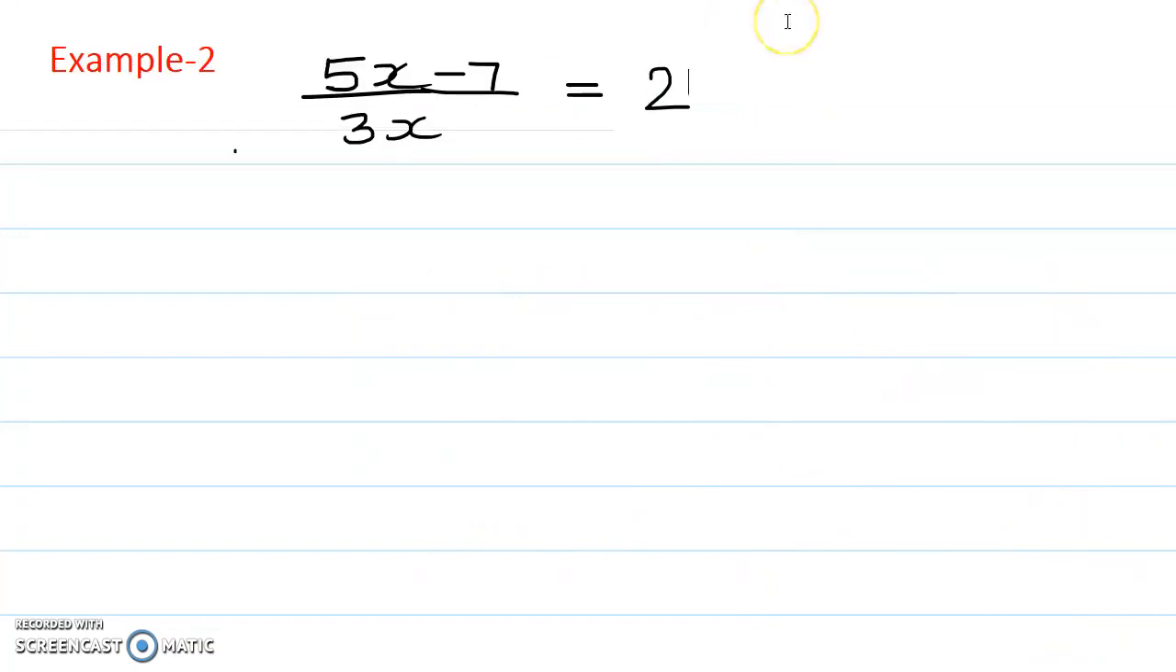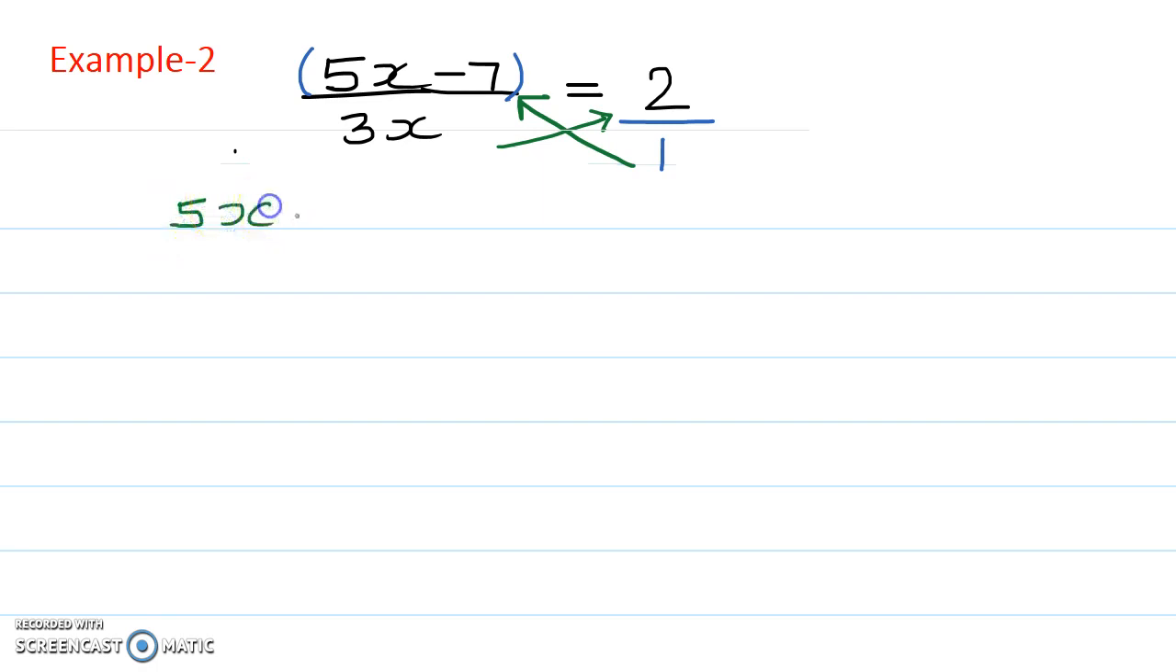So here is this one: 5x minus 7 over 3x. What you need to do, there is nothing on the other side. If there is nothing, you can always assume there is 1. So what is the first thing we do? We put it in a bracket. There is one term, so you don't need to put a bracket. And we can cross multiply. So 1 into 5x minus 7 and 2 into 3x. When you multiply by 1, you get the same number. 1 times 5x is 5x.